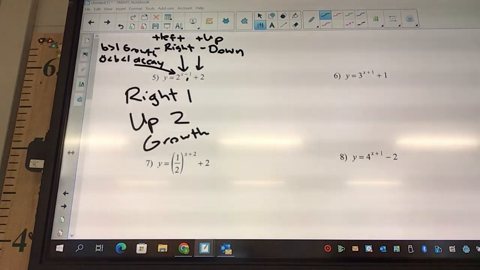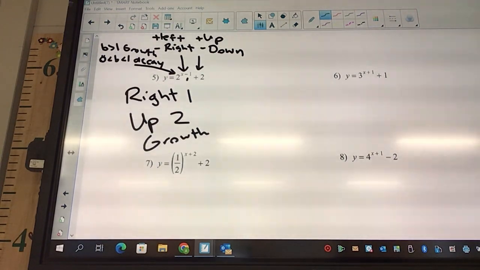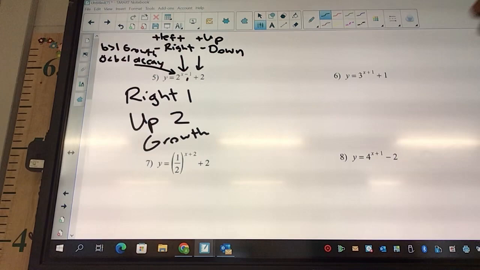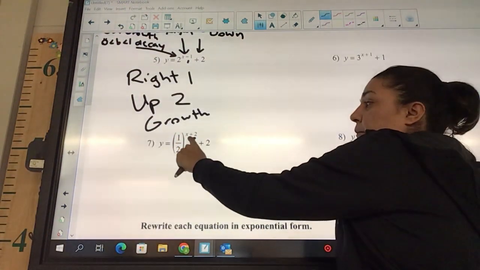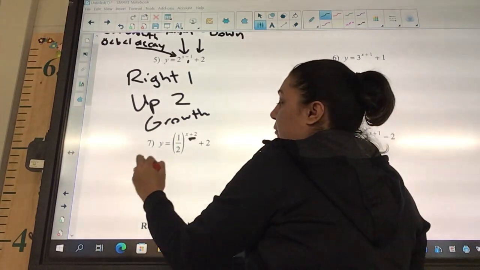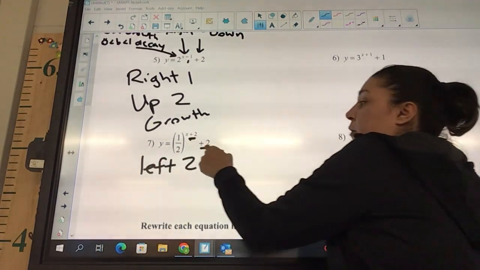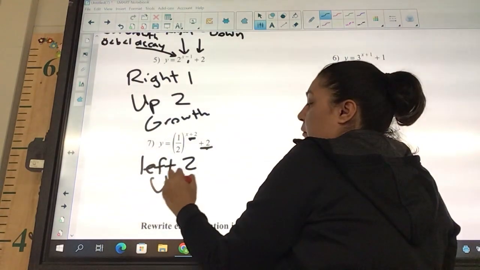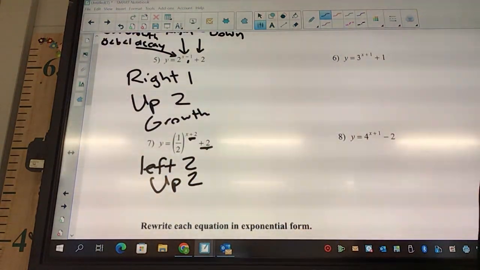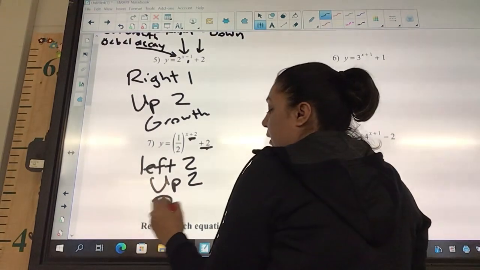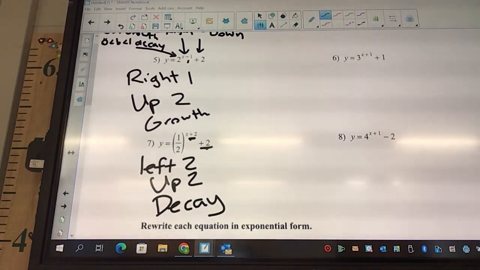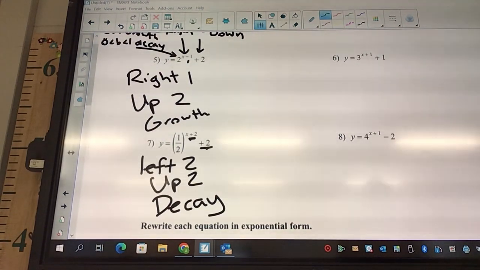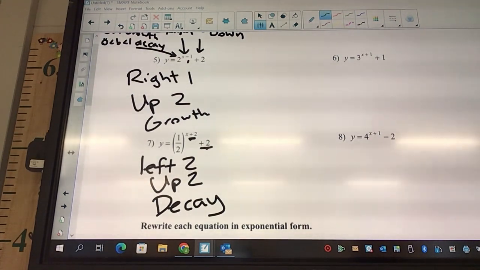Okay, so make sure you have those notes on your paper if you need them. We won't be doing notes tomorrow. So, okay, if we look at 7, what's this 2 doing? Left 2. What's this 2 doing? Up 2. Is this growth or decay? It is decay. Okay, if it's between 0 and 1. Okay, what is 1/2? So if it's 1, it's growth. What's 1/2? Yeah, it's 50 cents. Okay, so half. So that's going to be decay.